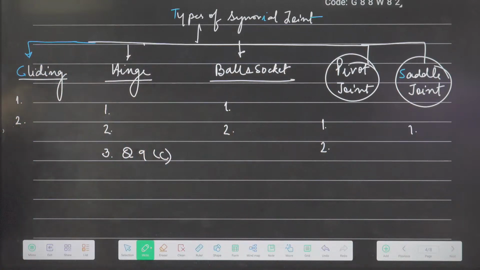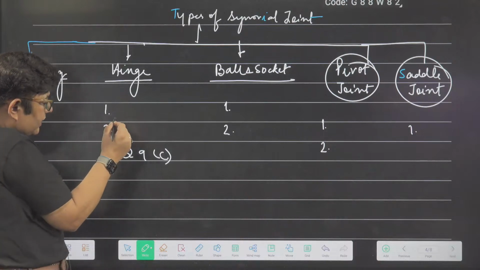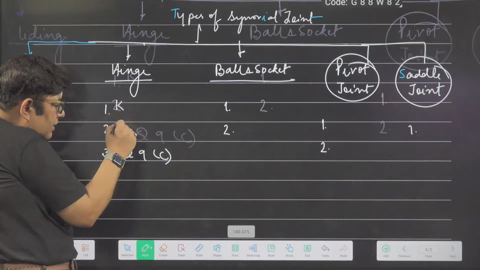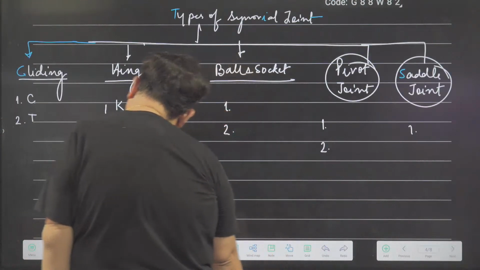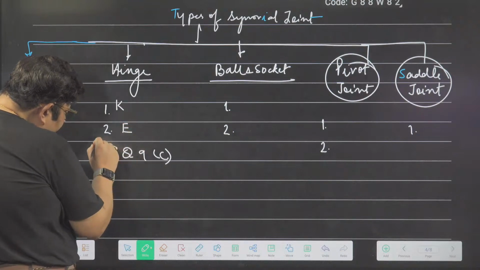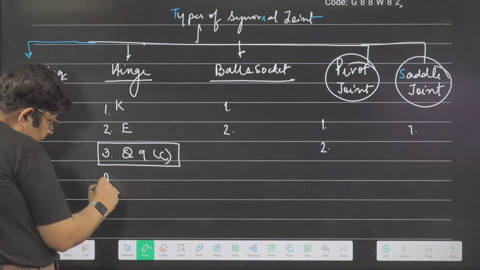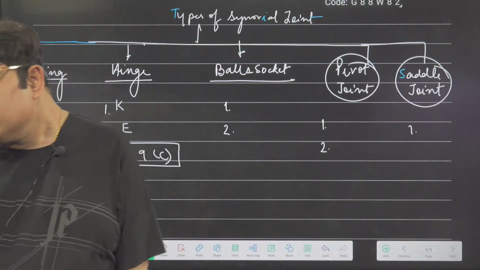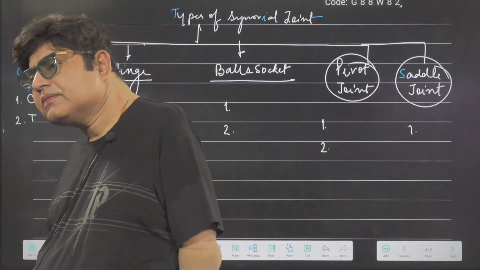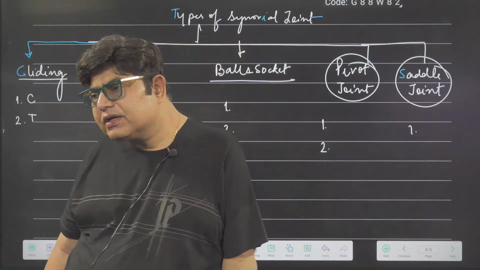So I have given you this framework. We have to learn these examples in all of them. So gliding joint, come on, recall. Joint between carpals and between tarsals. Hinge joint: the knee joint, the elbow joint, and question number 9, part C. Which joint is that? Question number 9, part C, please open. Otherwise, it looks like I'm doing spoon feeding, children. Tell me.